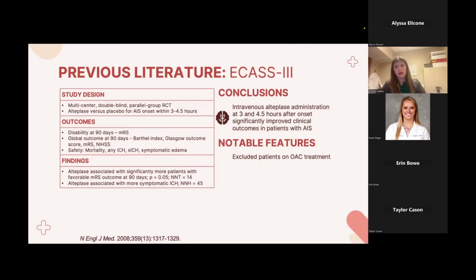Another landmark trial includes the ECASS-3 trial, which established the safety of Alteplase in patients up to 4.5 hours after their presentation. In this double-blind randomized placebo-controlled trial, Alteplase administration in patients within 4.5 hours of symptom onset was associated with a more favorable disability outcome at 90 days compared to the placebo. But again, patients who were on anticoagulants at the time of the presentation were excluded from the study.